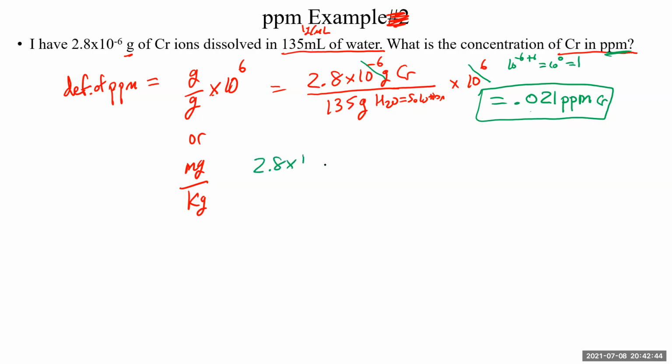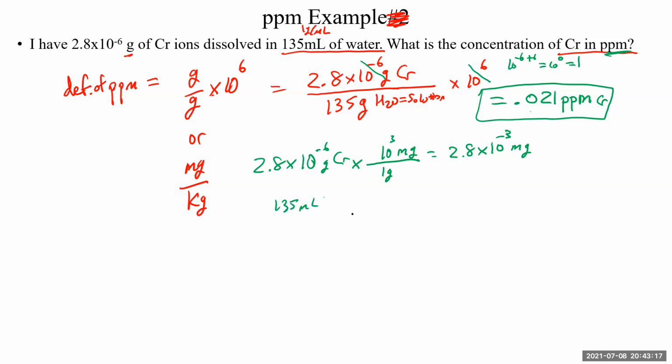2.8 times 10 to the negative 6 grams of chromium or anything else. We know that every 1 gram is 10 to the 3rd milligrams. So that's 10 to the 3rd times 10 to the minus 6. That's going to be 2.8 times 10 to the minus 3 milligrams. 10 to the 3rd, 10 to the minus 6, that's negative 6 plus 3, that's negative 3.